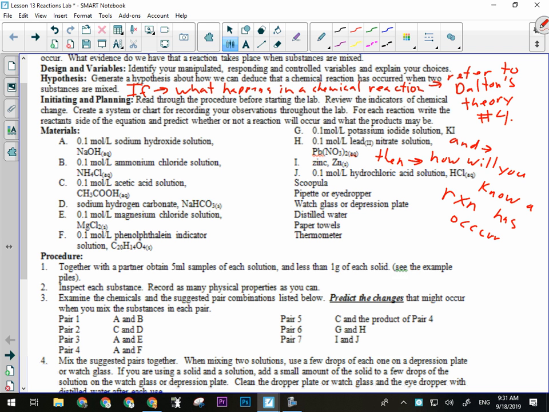I didn't spell occurred right. It doesn't have 3 C's. Okay, so maybe you would mention something about the signs of a chemical reaction in the then part. By the way, RXN is shorthand for reaction.